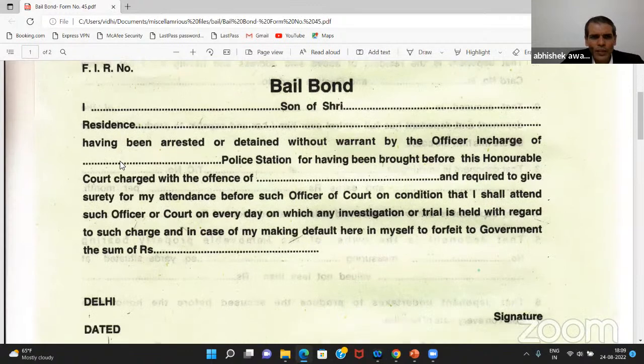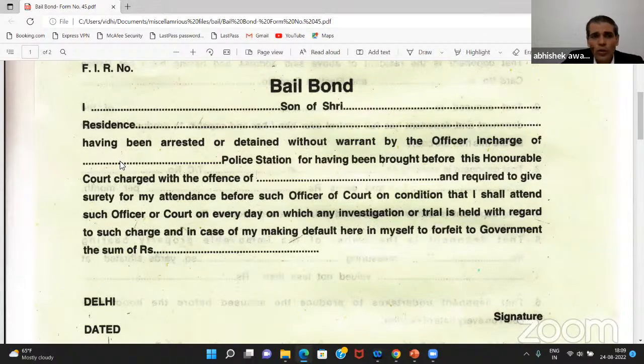Now comes the bail bond. First will come the accused. I, so and so, son of Sri so and so, resident of so and so, having been arrested and detained without warrant by the officer in charge of such police station, and brought before the honorable court, charged with the offense of so and so under section so and so, and required to give surety for my attendance before such court, undertake that I shall attend such officer or court on every day on which an investigation or trial is held regarding such charge. In case of my making default, I bind myself to forfeit to the government a sum of rupees so and so, to be decided by the court or the authority, that is the police.